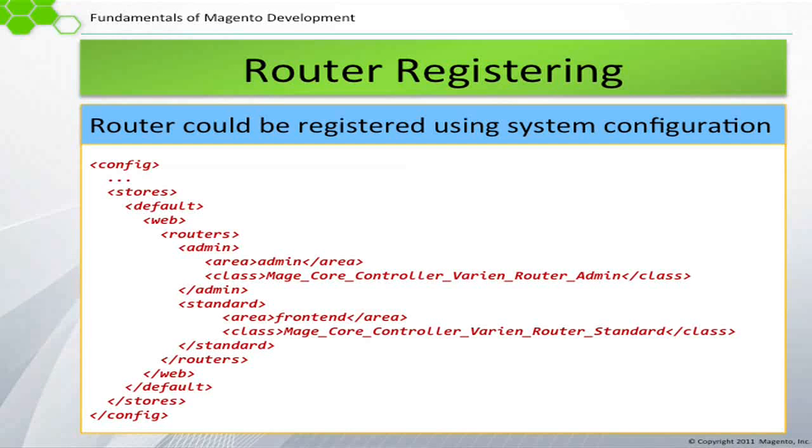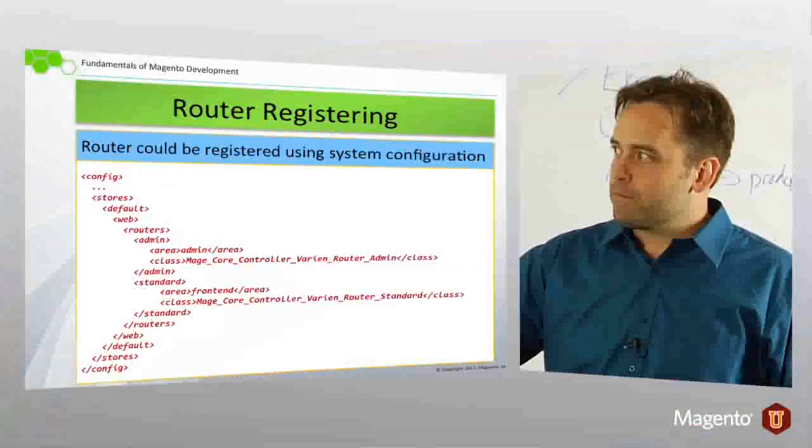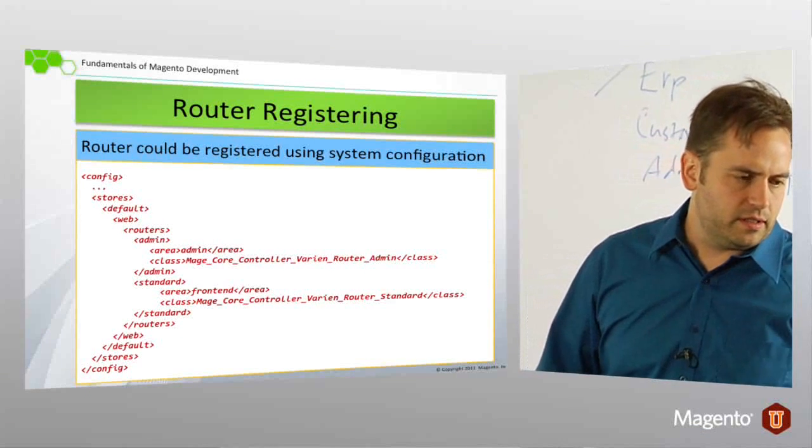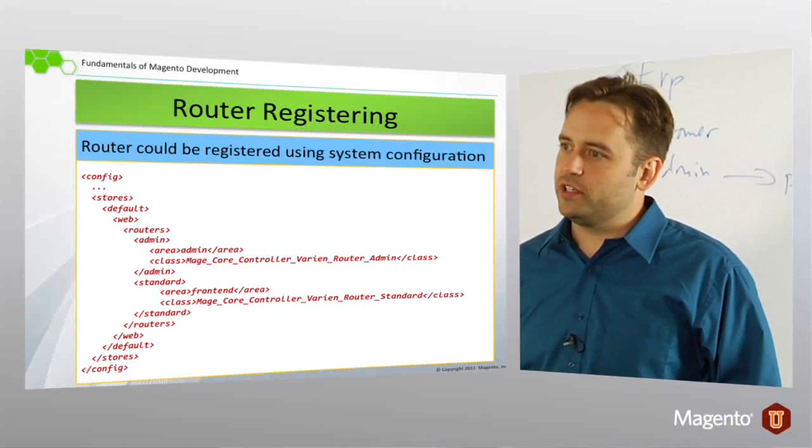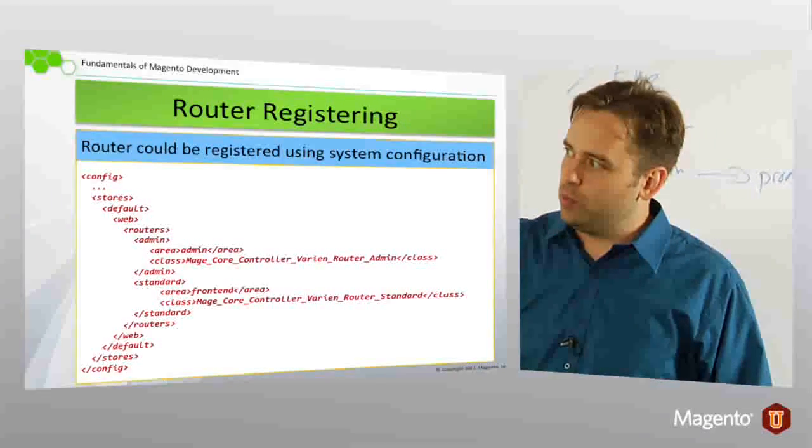This is how router configuration happens. This is where the admin and the standard routers are declared in app etc config. Just if you want to see that. And I believe it's in Varien controller front, there's actually a class constant that refers to the web routers node.